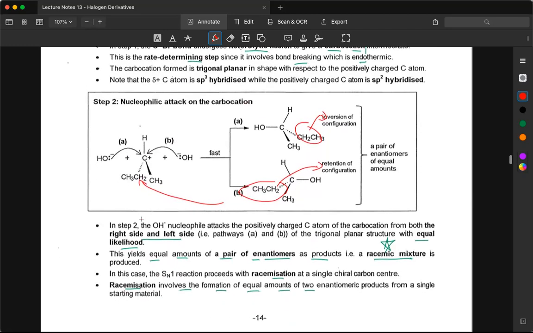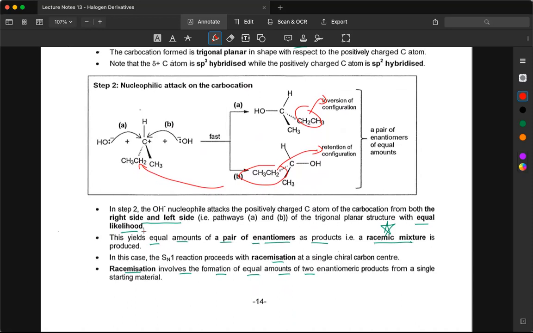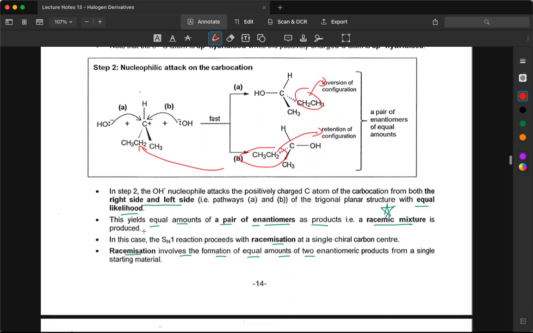In step 2, the hydroxide nucleophile will attack the positively charged carbon atom of the carbocation from either the right or the left side with equal likelihood because there is no blockage on both sides. This will yield equal amounts of a pair of enantiomers as products, which is known as a racemic mixture. So in this case, the SN1 reaction proceeds with racemization with a single chiral carbon center.